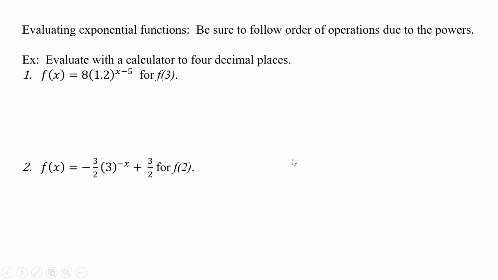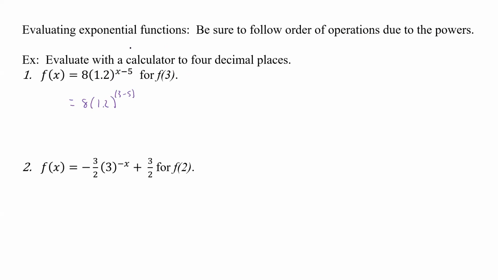All right, so when we evaluate functions, sometimes they'll say, hey, here's f of x equals blah, blah, blah. And we have to evaluate it for f of 3, f of 2. We have the two different examples here. And so what do we do? Well, we just plug in 3 into this thing. And so we have 8 times 1.2 to the 3 minus 5. And what we really need to do is be sure to follow order of operations. So on our calculators, it's best to type it in as we see it here on the screen.